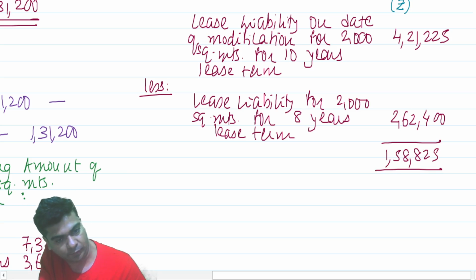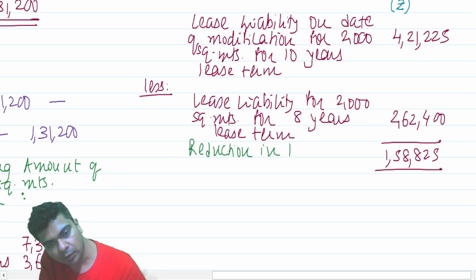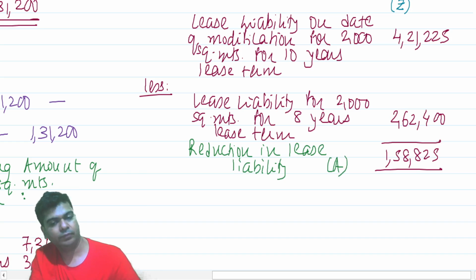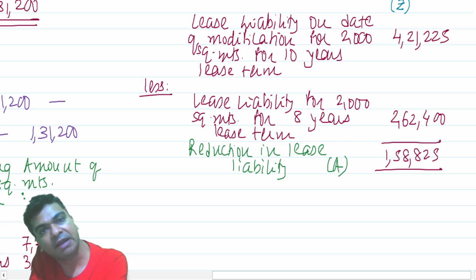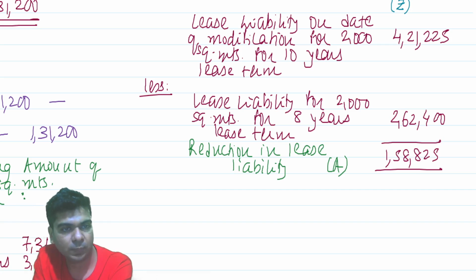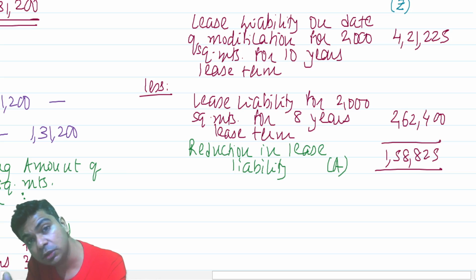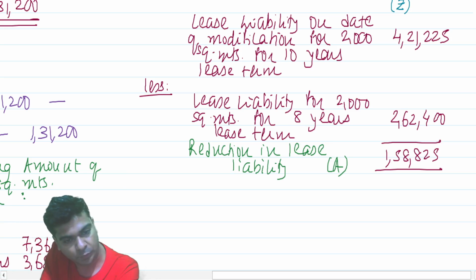Let's say reduction in lease liability. Call this as A. Reduction in lease liability, 1,58,825. Similar change is also there in the ROU asset.